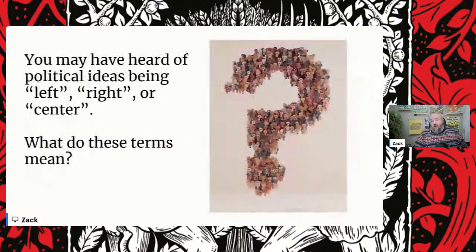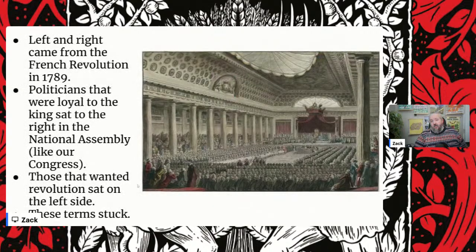You may have heard of political ideas being left, right, or center, but what do those terms mean? Let's define some of that. Left and right came from the French Revolution in 1789. Politicians that were loyal to the king sat on the right side in the National Assembly. I should also mention, I'm presenting this from an American perspective. That is where I've lived my entire life, and where I have the best perspective. So when I say things like our Congress, that's what I'm referring to, the U.S. Congress.